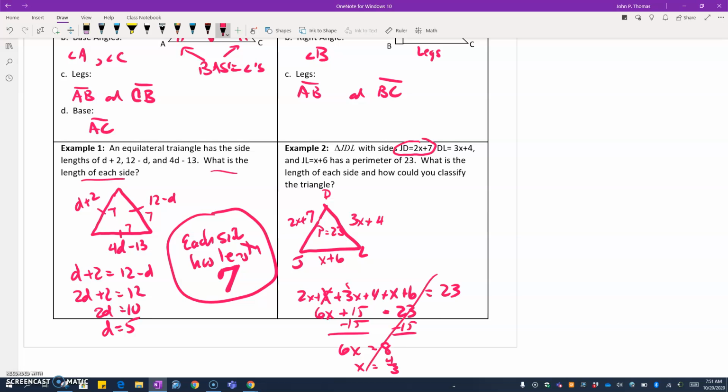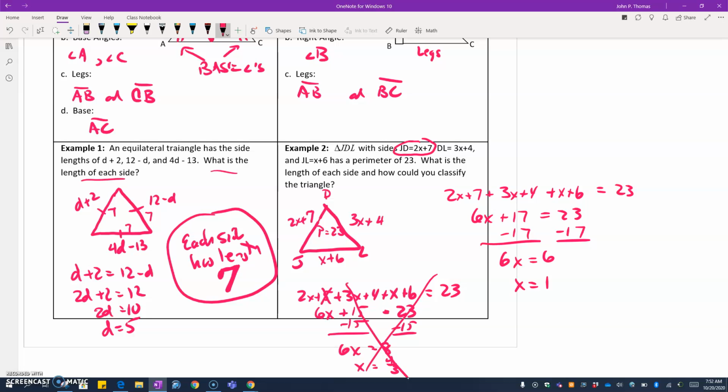So rather than rework that work, we're going to come off to the side and try that again. I've got 2x plus 7 plus 3x plus 4 plus x plus 6 equals 23. That's going to be a 6x, and then we've got 7 plus 4, which is 11, plus 6, which is 17, equals 23. If I subtract that 17, I end up at 6x equals 6, and x equals 1, which is a much nicer number. Now, we can't have fraction and decimal and ugly answers, but sometimes when we get those, it's a warning that, let's just double check and see if we did something wrong in there.